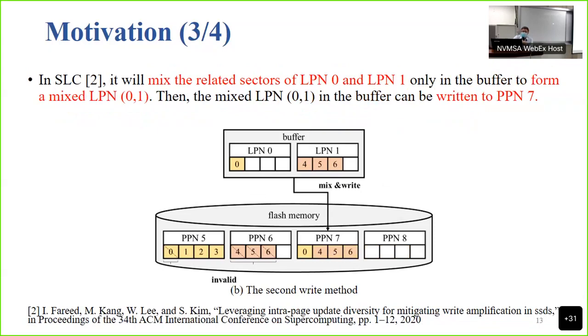And another write method we call SLC will be different. It will mix the related sectors of LPN0 and LPN1. For example, when these sectors are written from the buffer, SLC will merge these sectors in the same PPN as much as possible. So in this case, you can see these sectors will be written to maybe a PPN7, and we call it a mixed LPN01. So we have two different write methods. Each method has advantages and also disadvantages, and in the paper we want to utilize the advantages.